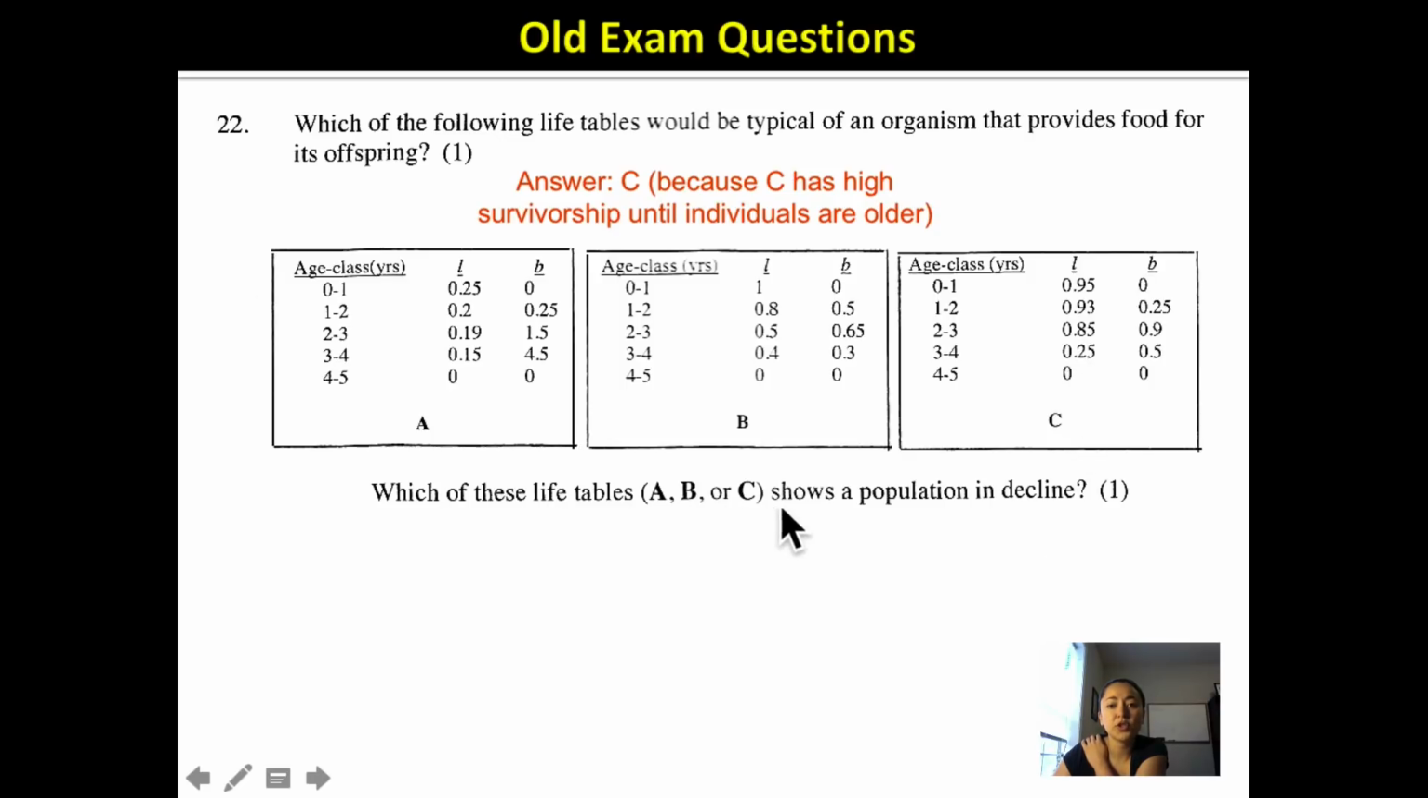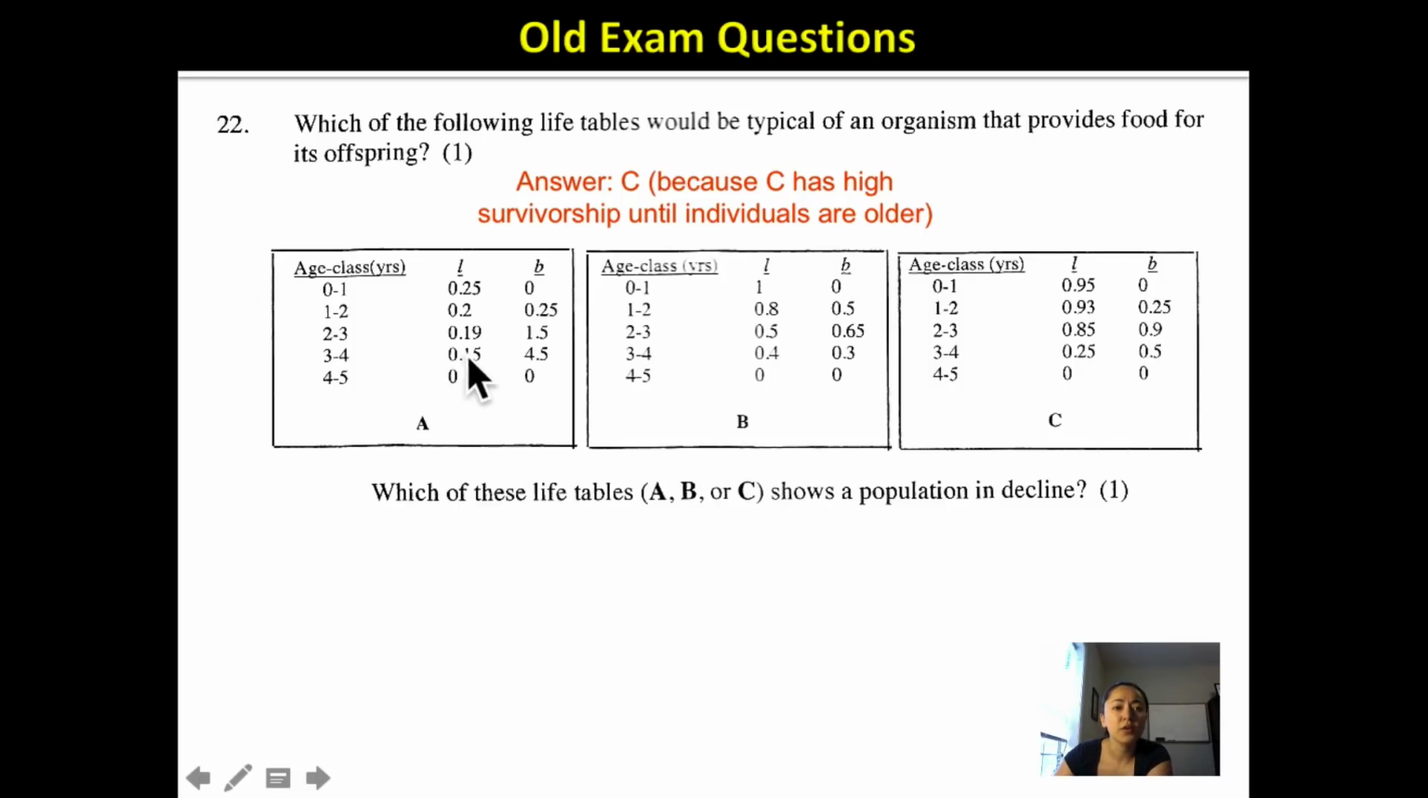Which of these life tables show a population in decline? Many students would just guess on this, or they'll look at these numbers here and see which one's declining more. But you cannot answer this question unless you calculate the net reproductive rate that we talked about before. So in order to answer this question, you would have to calculate R for each of these life tables. And not knowing how to calculate that R value is going to cause you to lose a whole lot of points on this exam. So just learn it. It's not that hard to do, and you can guarantee yourself these points.